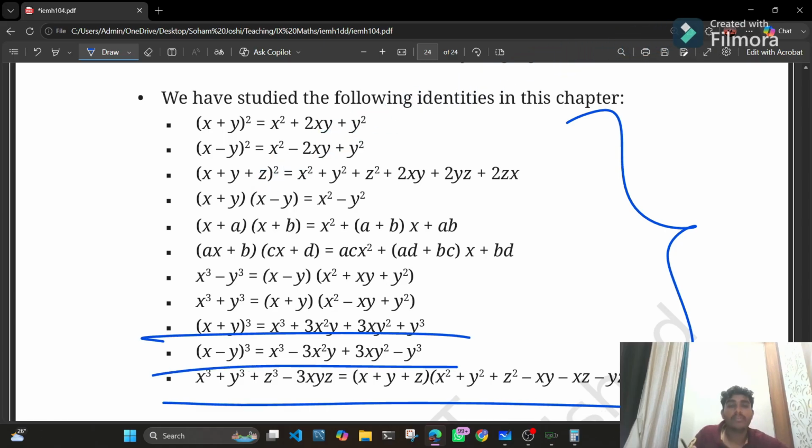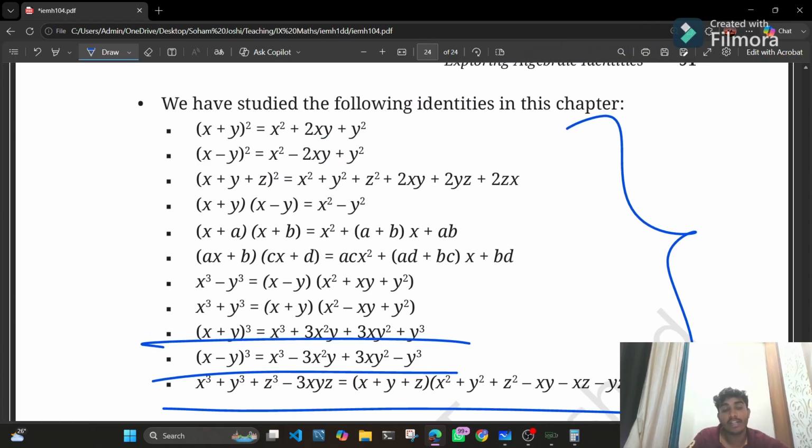Now, for the whole chapter we have studied it in the form of a plus b whole square, and now you have x plus y whole square. That doesn't matter, because x, y, a, b, c, d, these all are alphabets, and they are used to store the variables, where we can get any value for the variable.